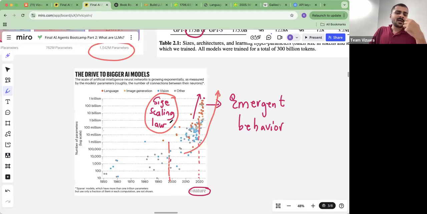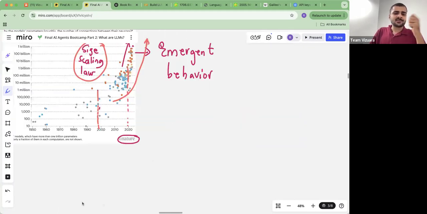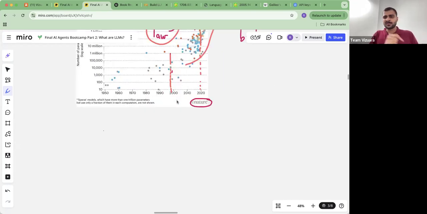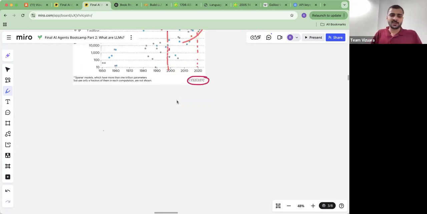Now, can someone tell me why we need so many parameters in a large language model? What's the reason? Why do we keep increasing the number of parameters? I'm going to give you two explanations for this. One is an intuitive explanation and one is a technical explanation.